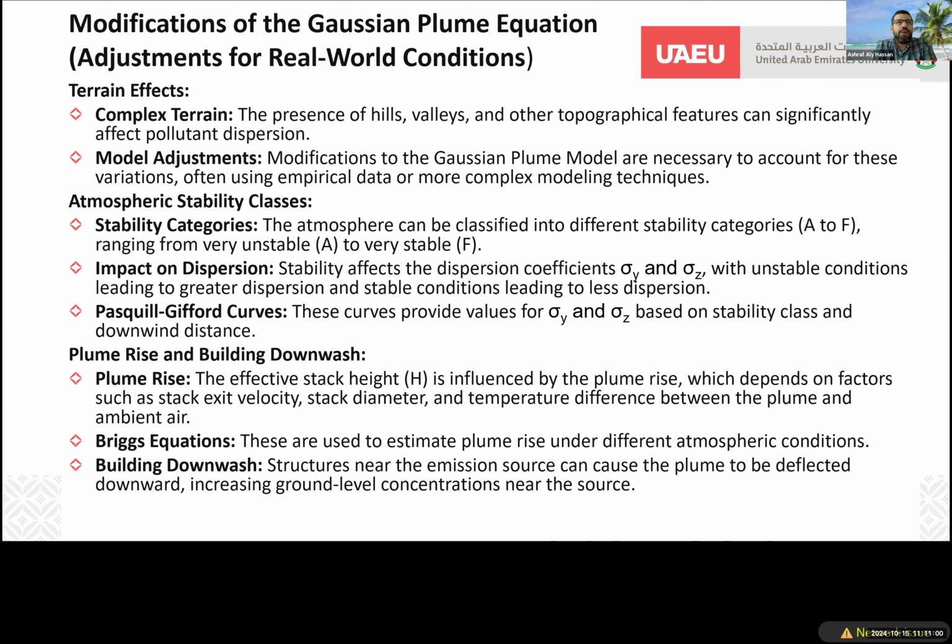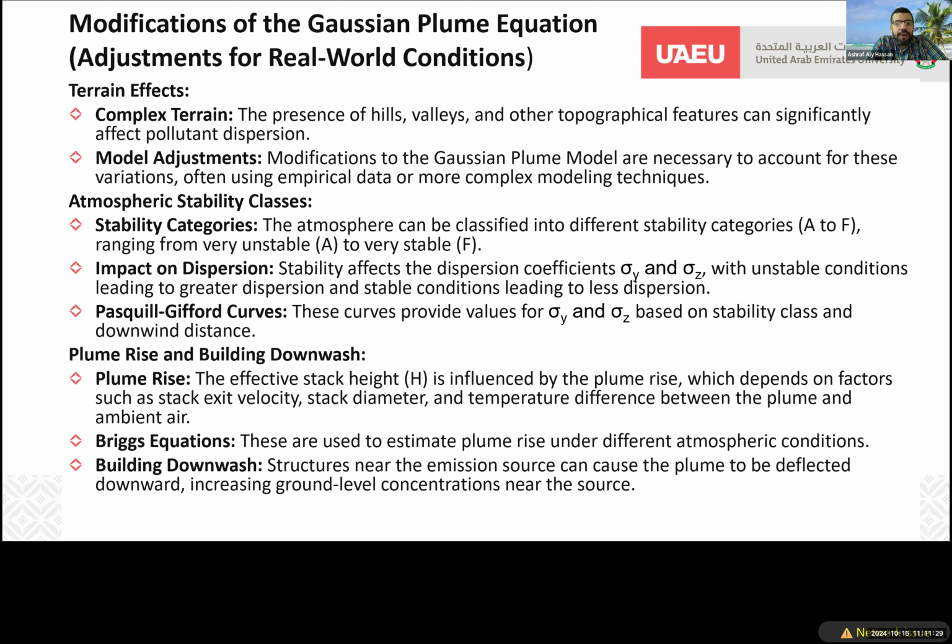For example, you have a mountain, you have a valley, you have a small part that comes up and then goes back down. So the complex presence of hills, valleys, and other topographical features can significantly affect pollutant dispersion. So we need to adjust the Gaussian plume model to account for these variations, often using empirical data or more complex modeling techniques.